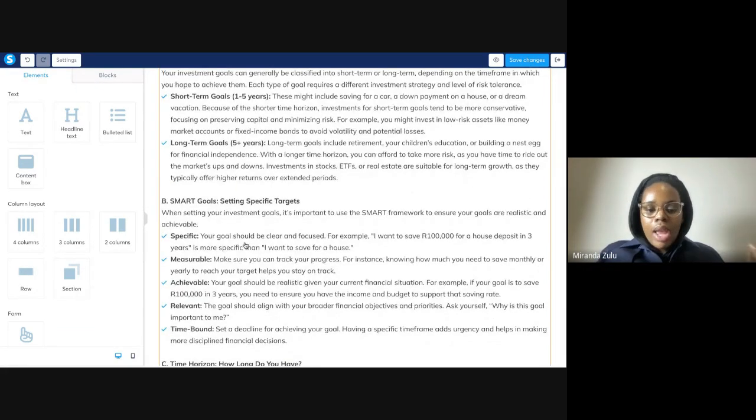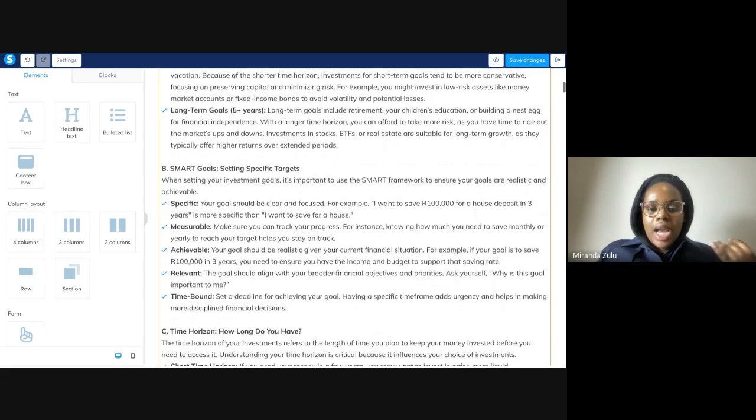The SMART goal concept: specific, what is it that you are wanting to achieve? Is it measurable? Having something where you can track. I did mention I'm currently working on a template to help you measure and track your investments and your portfolio. I'm still putting it together. I don't want it to be too complicated. I want it to be as simple as possible so everyone can use it and it can be user friendly. But, having something to measure and track, is it achievable?